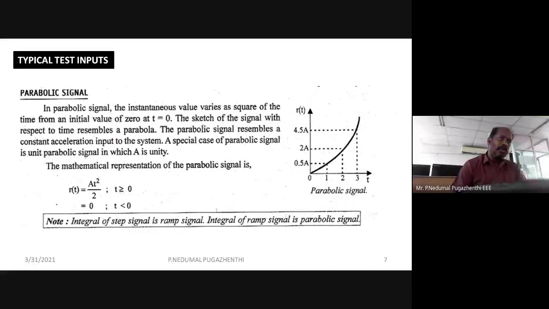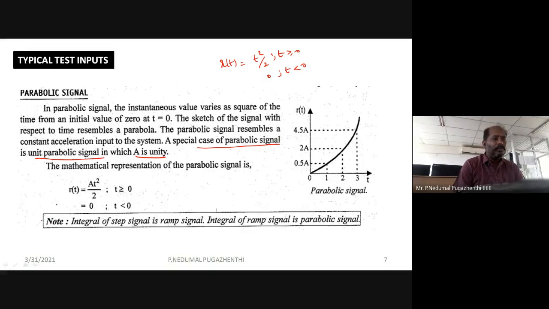Then the fourth one is parabolic. A parabolic signal is not linearly changing. Even though at the initial stage it seems to be linear, once it prolongs we can see that it is varying exponentially. It is represented as r of t equal to t squared by 2 for t greater than or equal to 0 and 0 for t less than 0. A special case is the unit parabolic signal when A is unity, so it becomes t squared by 2.